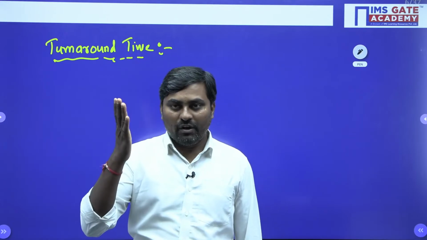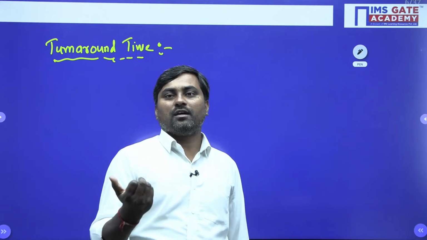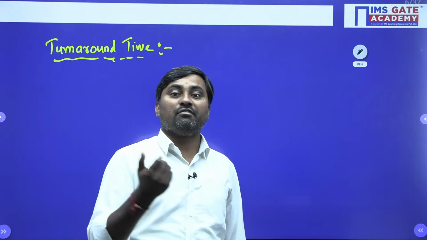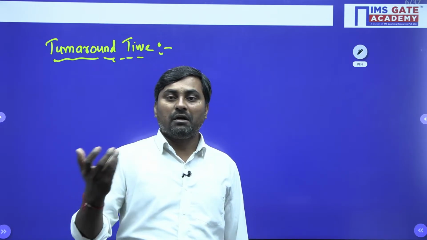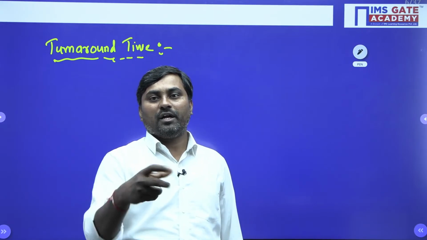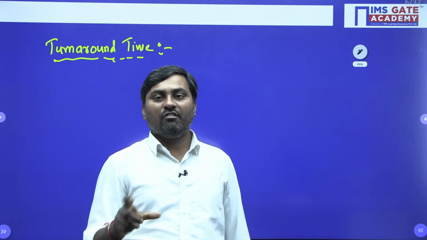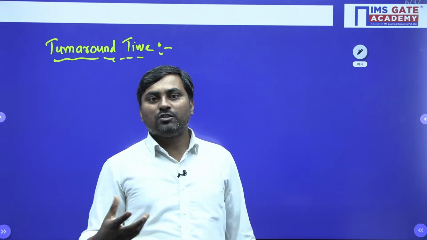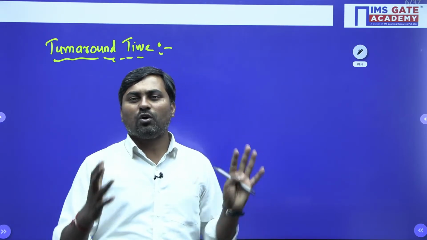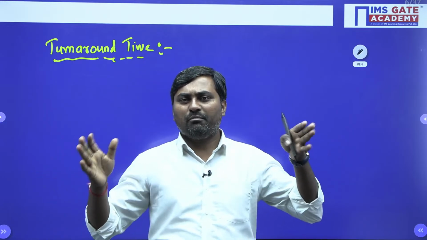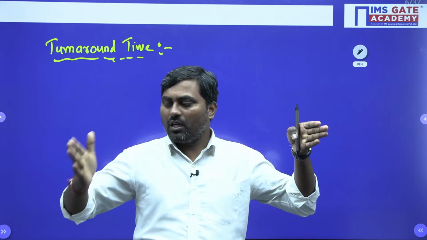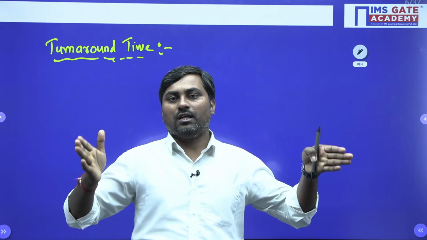Because when the class is scheduled at 9 o'clock, students may not come at 9 o'clock. Students may come at 9:10, 9:15. Faculty may start at 9:15, but the schedule is 9 o'clock only. The faculty may give a short break at 11 o'clock, again a break of 1 hour in the middle for lunch, then after 2 hours another break, and in the middle so much doubt discussion, normal talking. So many things will happen from 9 to 6, yes or no? Respond. Now turnaround time is 9 to 6.